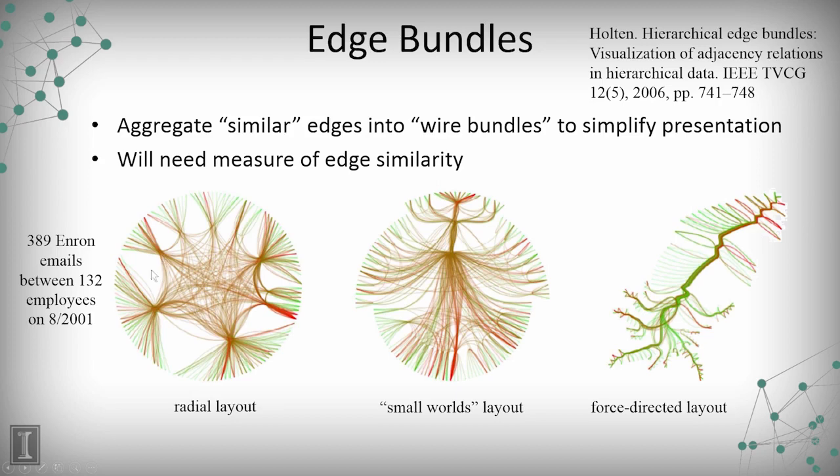In this case, these are emails that were part of the litigation for a company called Enron between 132 employees back in 2001. And here's a couple different layouts. This is a force-directed layout of these node positions, and then instead of having the edges just go in a straight line connecting each node, we've tried to bundle the edges together so you can kind of see main communication pathways in these representations.